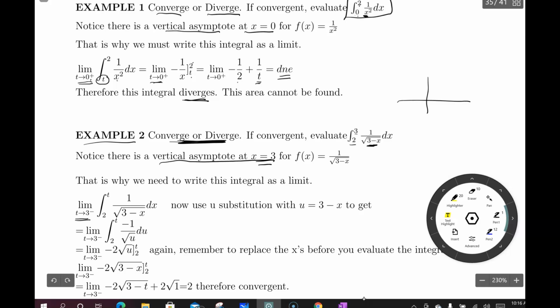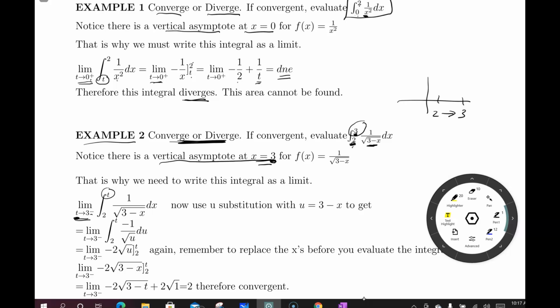So how do I know which side I'm coming from? Since the integral is from 2 to 3, and I'm taking the limit as t goes to 3, I'm coming from the negative side, or from the left-hand side. So that's where the negative comes from. So it just depends on the interval that you're looking at. Okay, so rewrite it as a limit. Put the t in where the vertical asymptote is, so the 3. You're putting the t in where the 3 was. And you're taking the limit as t goes to 3 from the negative side.